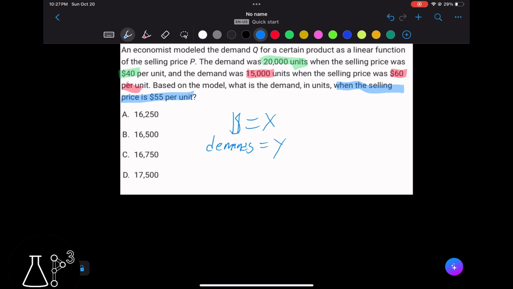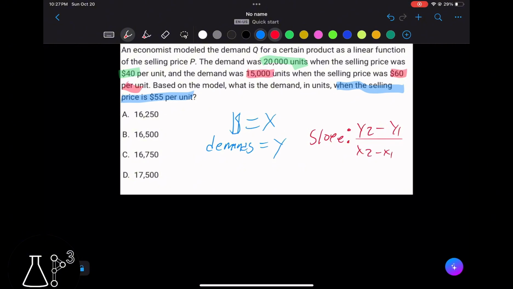Because x is increasing and y is decreasing, we can look for the rate of change, or slope, to figure out how much the demand is decreasing when x is increasing. We can do that using the slope formula, which is y2 minus y1 over x2 minus x1.